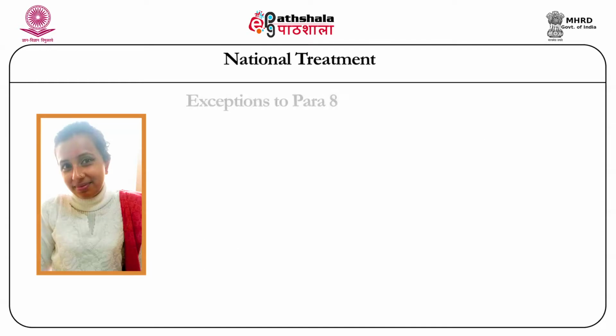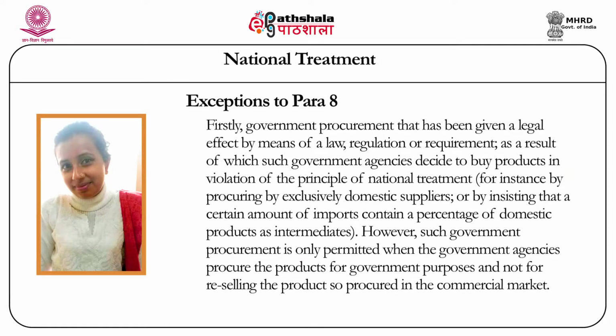The exceptions to paragraph 8 are that government procurement has been given a legal effect by means of a law, regulation or requirement, as a result of which such government agencies decide to buy products in violation of the principle of national treatment, for instance, by procuring exclusively from domestic suppliers or by insisting that certain imports contain a certain amount or certain percentage of domestic products as intermediates. However, such government procurement is only permitted when the government agencies procure the products for government purposes and not for reselling the product so procured in the commercial market.